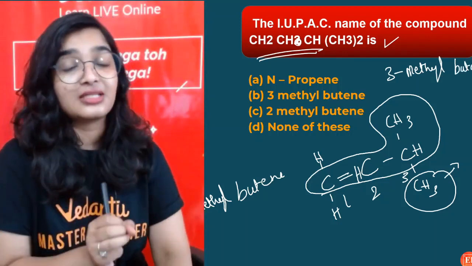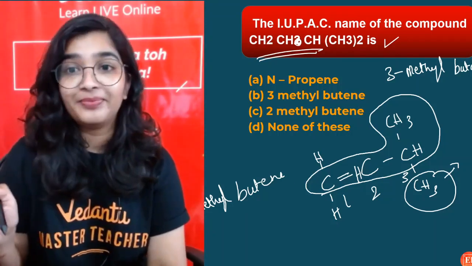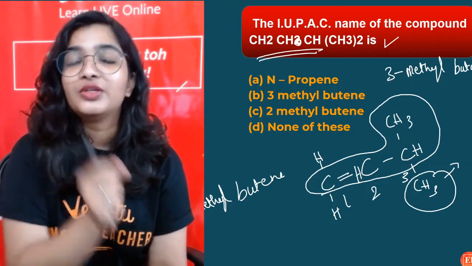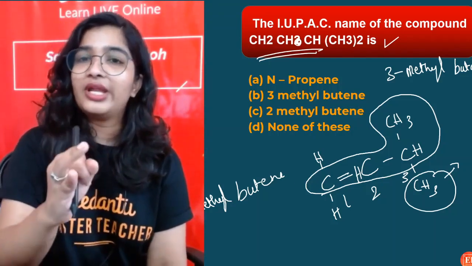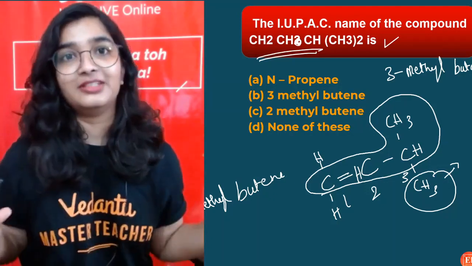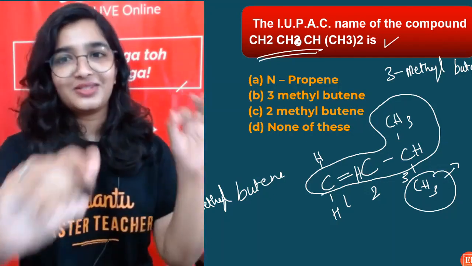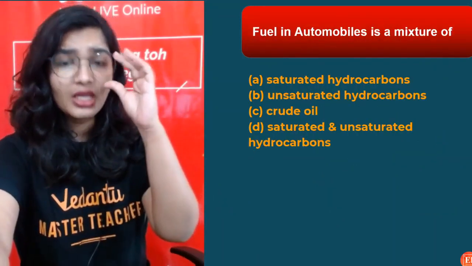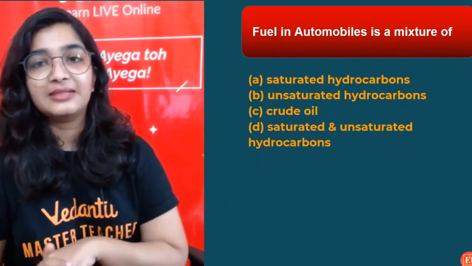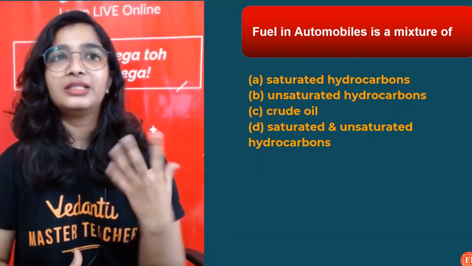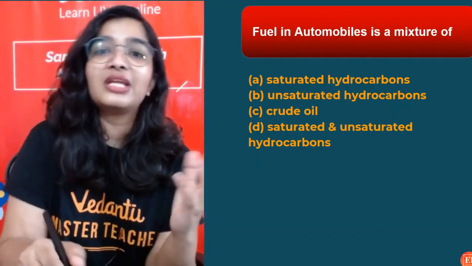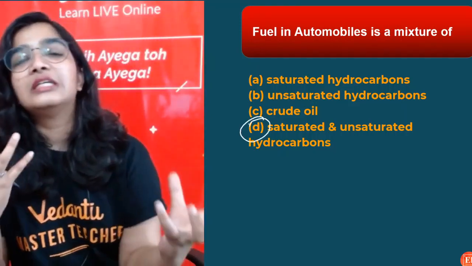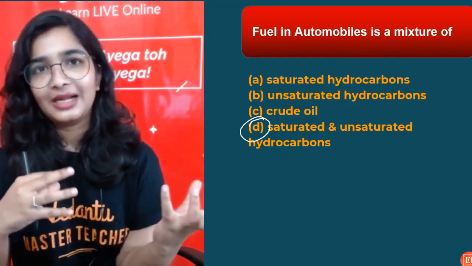See, they have not asked you the common name, so you cannot use iso and all that. So it is the IUPAC name. It should have prefix, root name and suffix. We have learnt it already so many times, so I'm sure you guys have got it right. Cool? Chalo. Fuel in automobiles is a mixture of... usually in automobiles we use saturated as well as unsaturated hydrocarbons. It will be a mixture of saturated and unsaturated hydrocarbons.